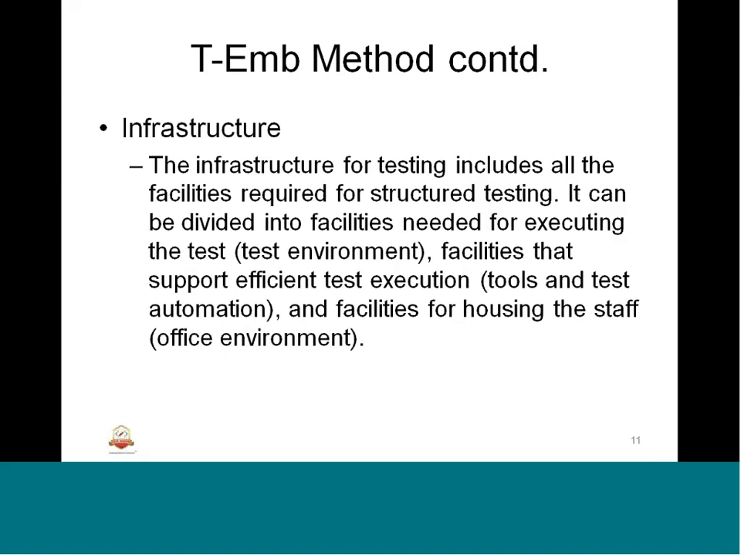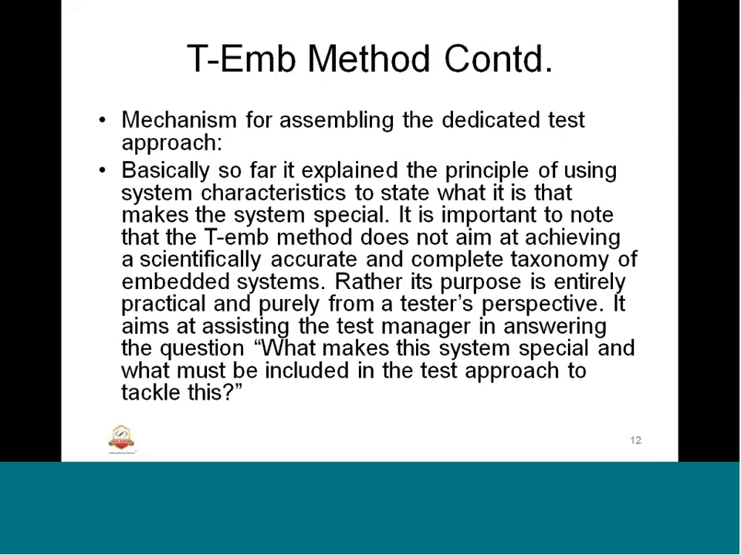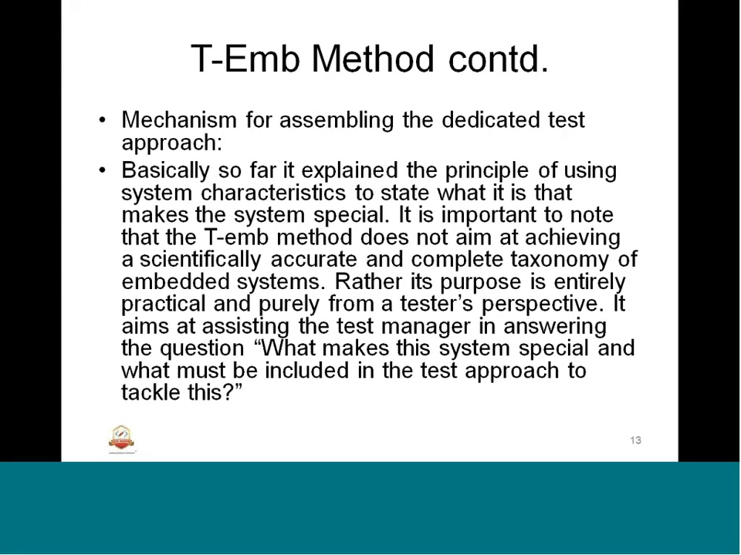So that is about the life cycle, infrastructure, techniques, and organization. Some of the points is a mechanism for assembling the dedicated test approach that we know. Basically, so far it explained the principle of user systems characteristics to state what it is that makes the system special. It means we will define some of the characteristics. We know that we will first identify the characteristics. Then, for testing those characteristics, we need to have a test approach. That is nothing but the dedicated test approach.